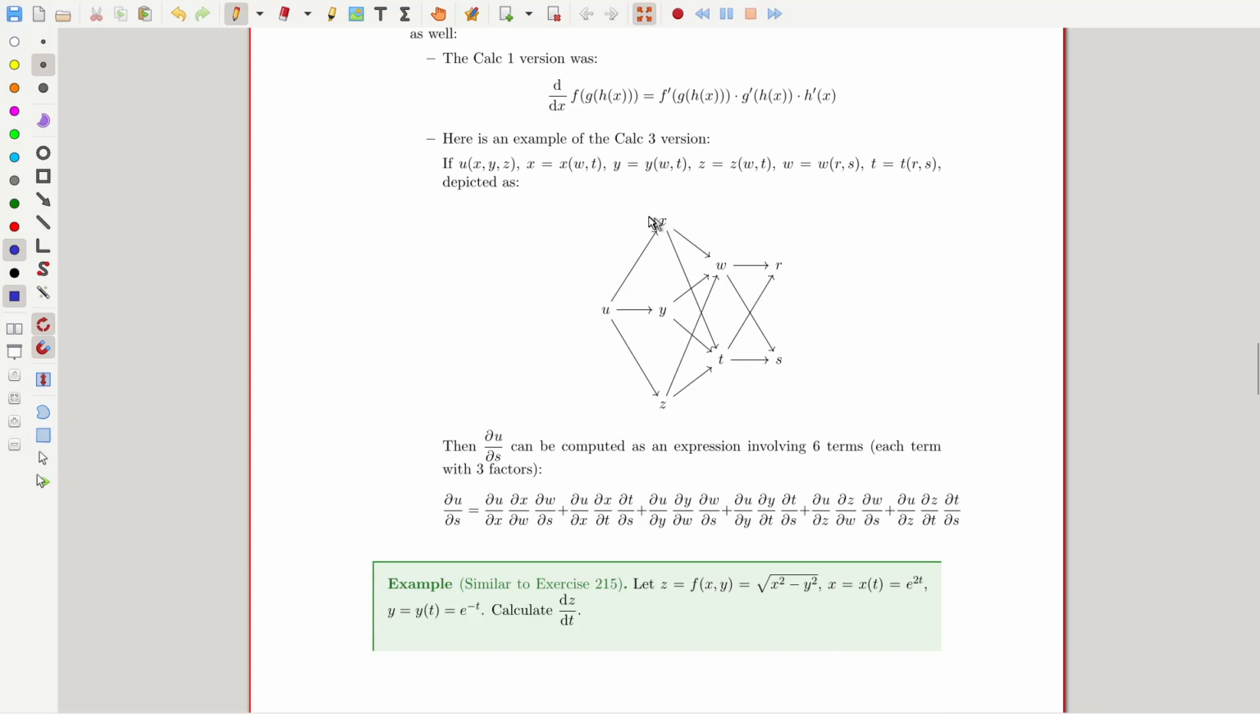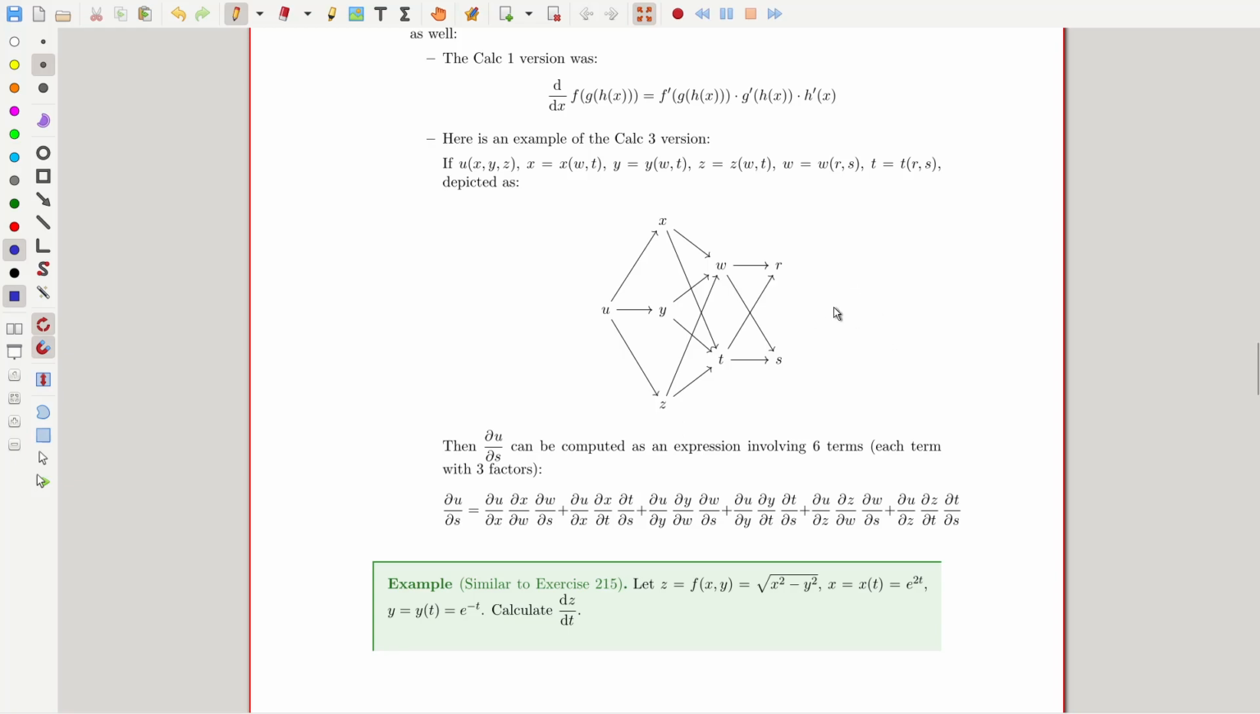So in Calc 3, we can do all kinds of things. Suppose that you have a function u that depends on a function of 3 variables. x, y, and z are functions of 2 variables, w and t, and then w and t are functions of 2 variables, r and s. So you ultimately would have this kind of diagram relating things.